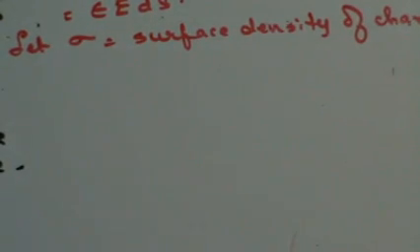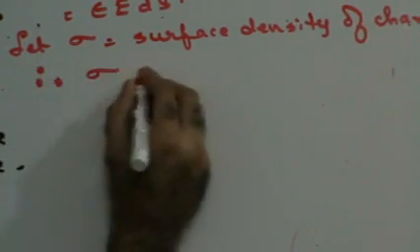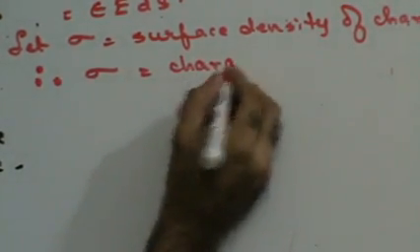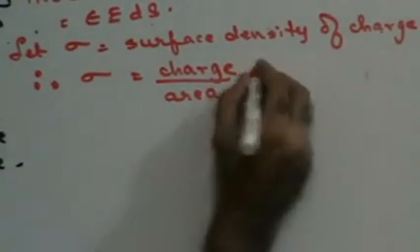Let's assume that sigma is the surface density of charge. Now what do you understand by surface density? Surface density means charge per unit area. So I can say this is charge upon area. That's what surface density is, by definition.